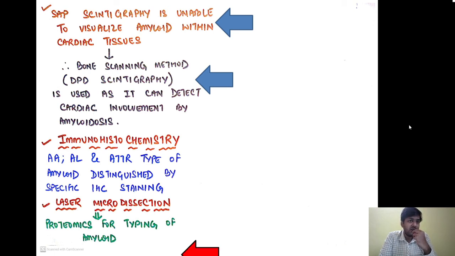Now immunohistochemistry in amyloidosis is basically used for typing of the amyloid, meaning which type of amyloidosis is there. So AA, AL and ATTR types of amyloidosis can be distinguished by specific immunohistochemical staining. Now laser microdissection again is a very advanced level of diagnosis. It is basically proteomics, which is used for typing of amyloid.